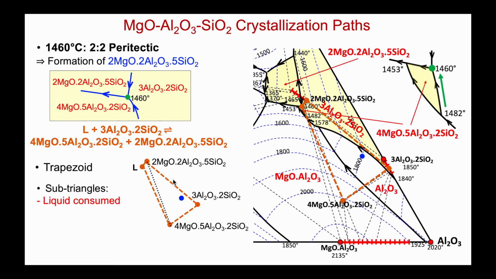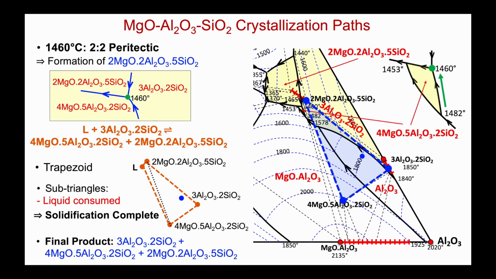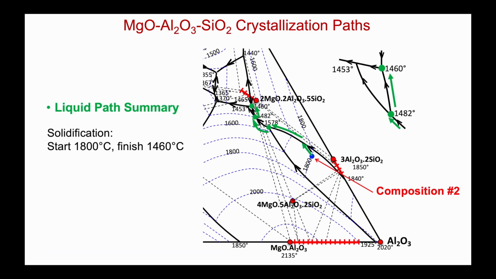We're left with three solid phases. The solidification is complete, and we can replace our trapezium by a new tie triangle that connects the three solid phases, and there's our final product. So in this case, the liquid crystallization occurred over a range of temperature from 1800 all the way down to 1460. And this was the path of the Liquidus, where I had the single phase Al2O3 down here, down to the 1578 invariant, to the 1482 invariant, and then to the 1460 invariant.